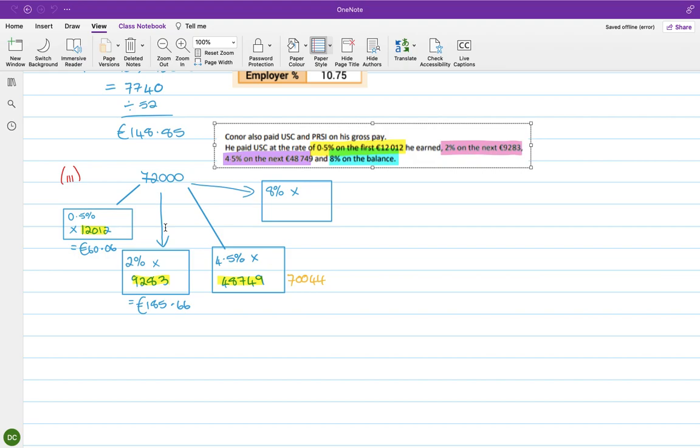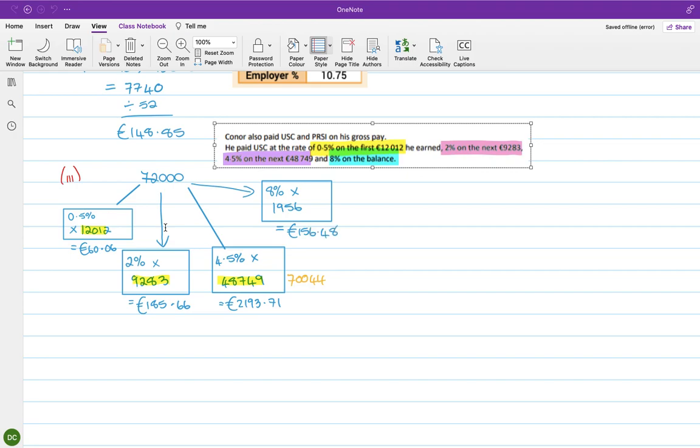So 48749 multiplied by 4.5% is 2193.705, or I suppose 2 decimal places, so 2193.71. And he has a little bit of money left over for the last box. So I'm doing 72,000 minus 70,044, which leaves 1956. It's all that's left for the last pile. And I'm going to multiply that by 8%, and I get 156.48.